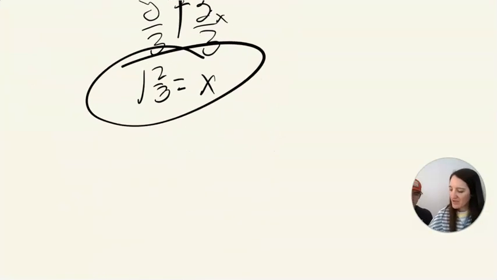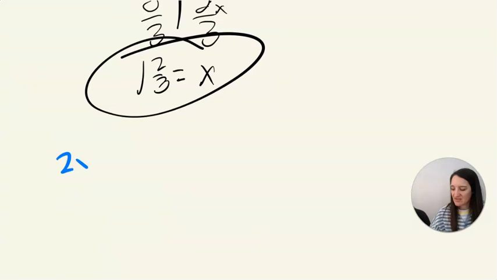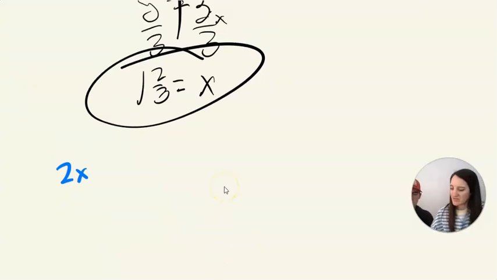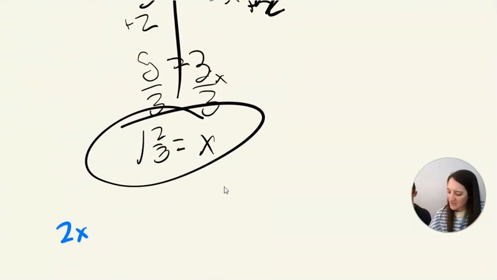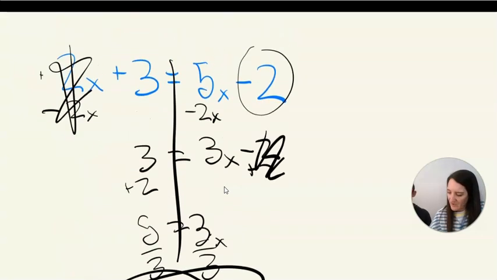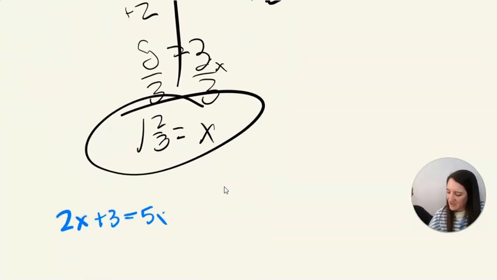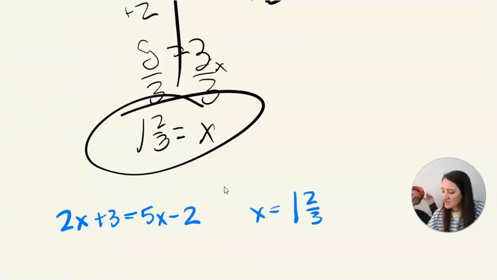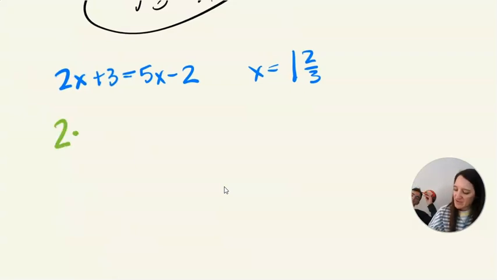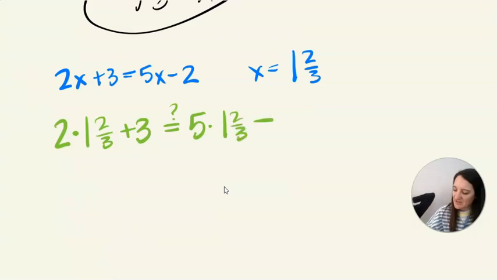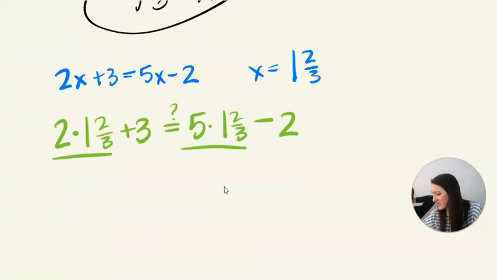So it was 2x plus 3 equals 5x minus 2. And you are saying that x equals 1 and 2/3. Yep. Okay, so let's check and see if you're right. So 2 times 1 and 2/3 plus 3. Does that equal 5 times 1 and 2/3 minus 2? So we're going to do multiplication first because that's the order of operations.